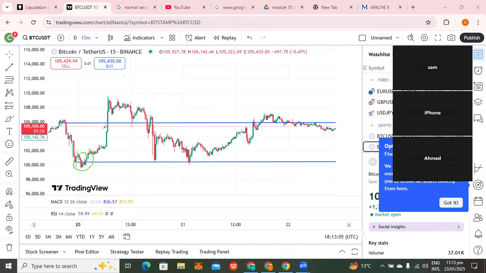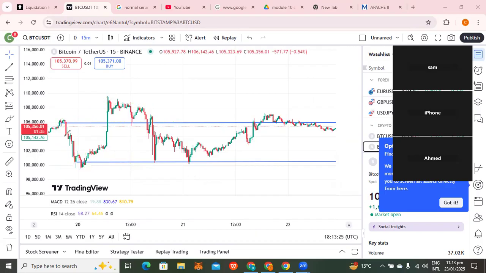Price increased. It did go a little above our selling zone, because you have to understand that it's not just a line, it's a zone. So this whole area is the selling zone, and a little above, a little below is acceptable. This whole area is the buying zone. So again, a little above, a little below is acceptable.